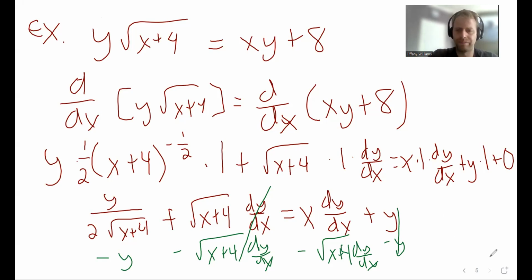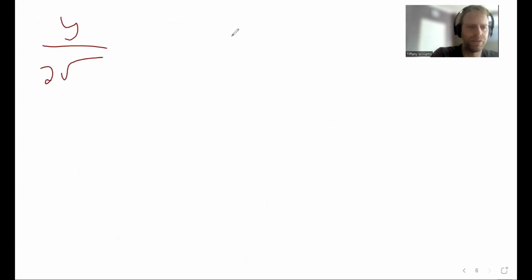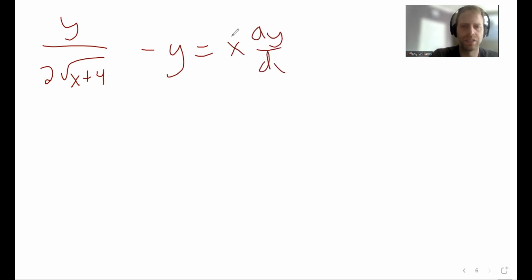So here's what I've got. On the left side, let's make sure I'm keeping track of everything, I have y over 2 square root of x plus 4, and now the minus y. Then we set that equal to x dy dx minus the square root of x plus 4 dy dx.